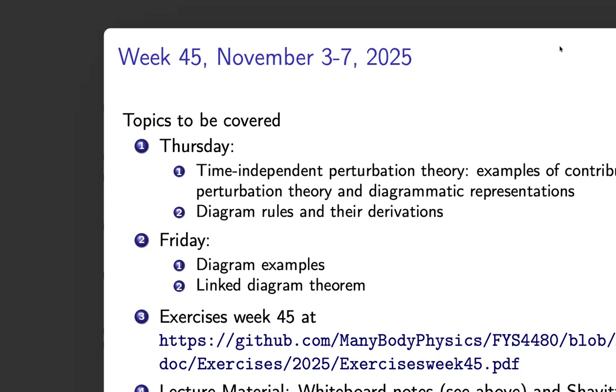And the exercises are the exercises for week 45. They contain essentially a kind of repeat with application to that simple two-level system which we looked at previously. And you can find the material on many of these things in chapters 5 and 7 in Shavitt and Bartlett, but also in the whiteboard notes. And in the slides here, we also have some material on the derivation of the diagram rules.